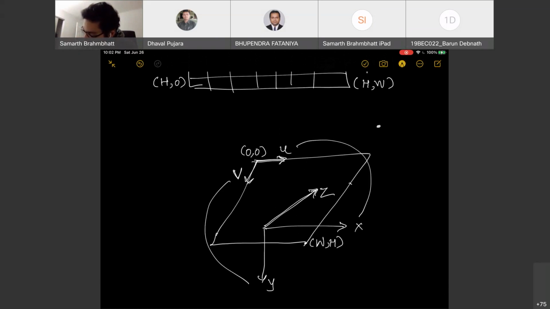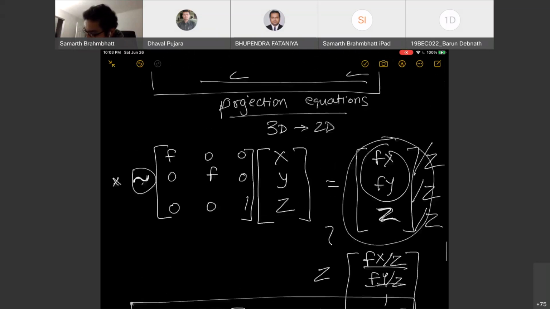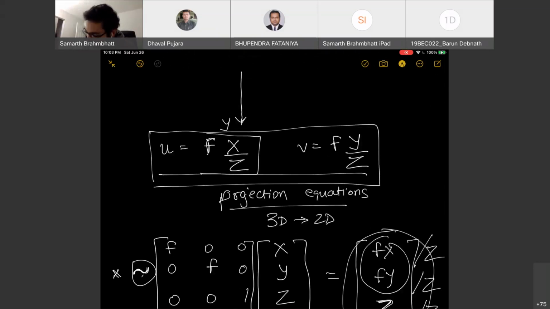So if there is some point and its X coordinate increases, so like it goes towards the right, then on the image also its point will also go towards the right. Similarly, if it goes down, so its Y coordinate increases, then in the image also its V coordinate will increase, right? So that is fine, and our equations actually reflect that, right? So if my X increases, my U increases, if my Y increases, my V increases.